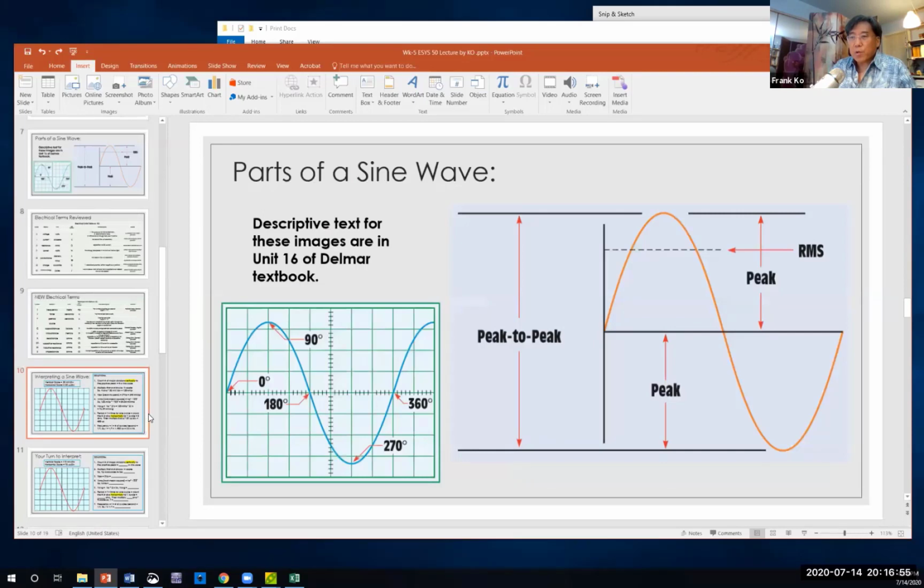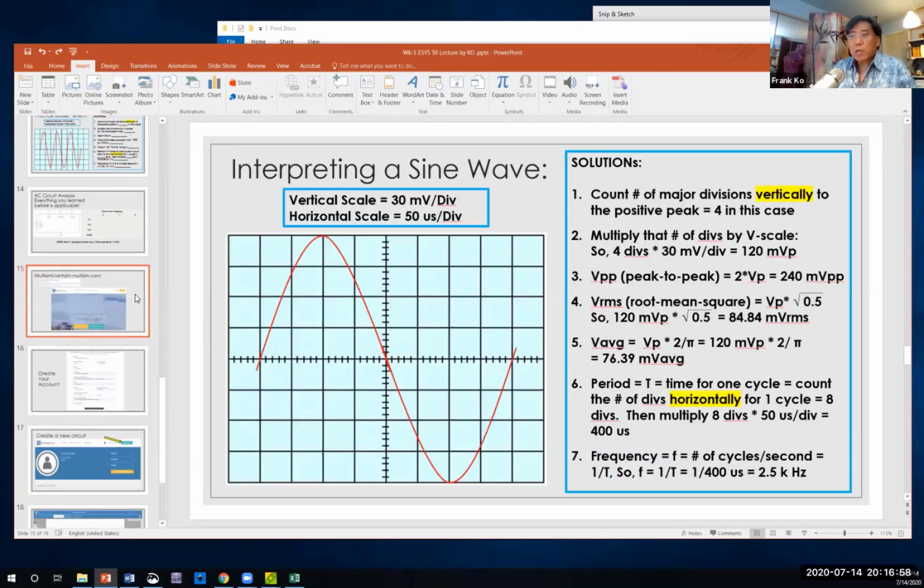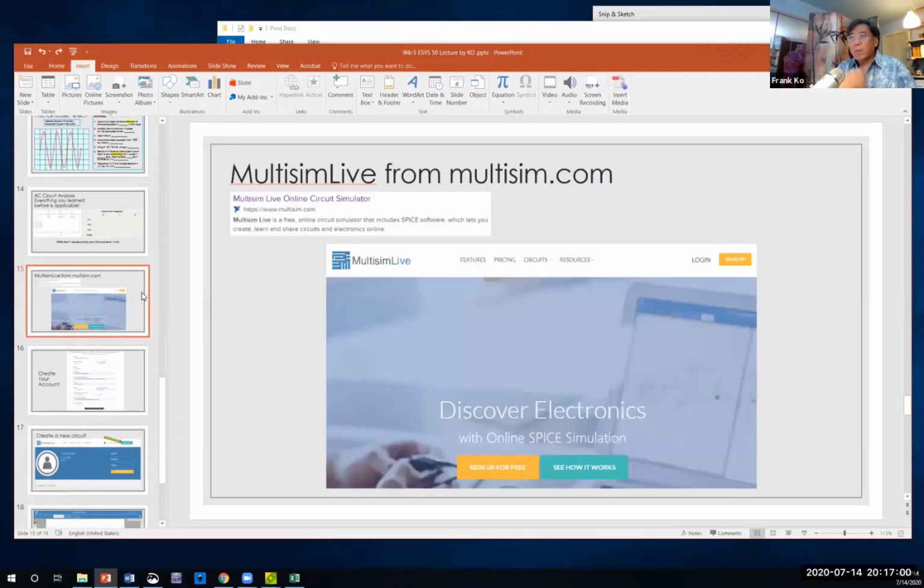The site that we will go to is right here. It's called MultisimLIVE. If you type in MultisimLIVE on a secondary screen in the address bar, you will be able to see this screen: MultisimLIVE, Discover Electronics. It's got a yellow button for signing up and a green button for seeing how it works. So you can, if you want, hit the yellow button now. You can go ahead and sign up as we're doing this. It's very quick.